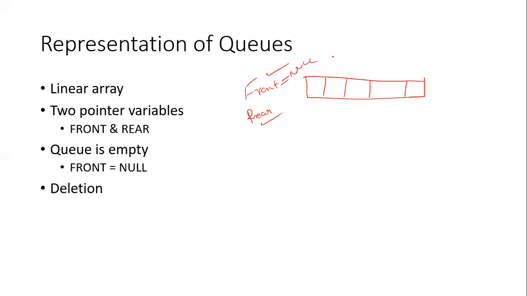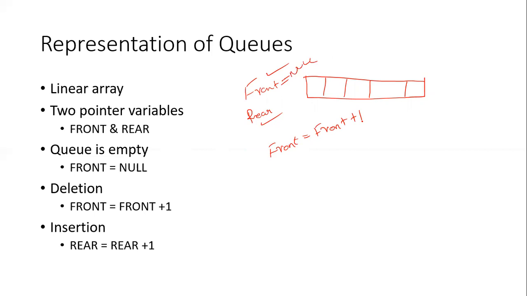And for deletion, the front will be advanced. Front will be equal to front plus 1. It is advanced by one position. Similarly, for insertion, which pointer do we use? The rear pointer. So the rear also will get incremented by 1, that's rear plus 1. So if it is empty, then front will be null. If it is deletion, front will be incremented. If it is insertion, the rear will be incremented.